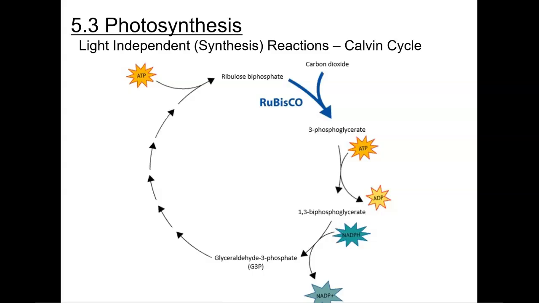You've got your ATP energy coming in. You've got your ribulose bisphosphate coming in with carbon dioxide, makes your 3-phosphoglycerate, bring in some energy, break off that third phosphate group. Then you have your G3Ps there. NADPH comes in, releases some of those high energy electrons, makes your G3P, and then it goes through the process again.